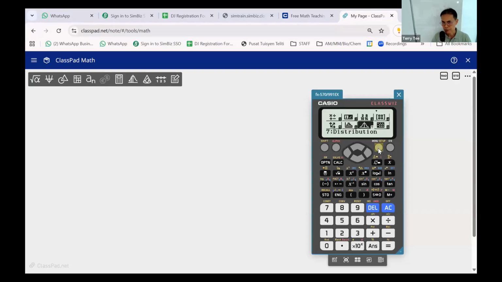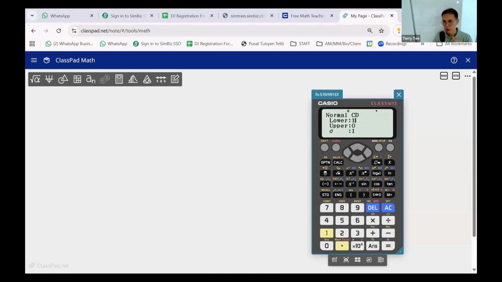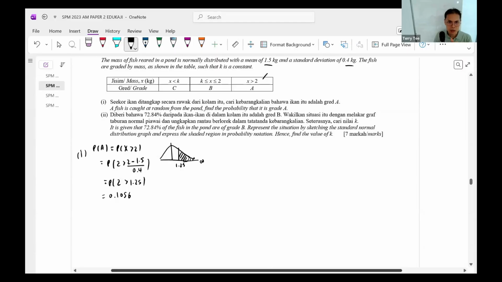So you press menu, you go to 7, go to number 2, normal CD. See, in your calculator, you're counting from a certain z value up to infinity. So here my z value is 1.25, and this part goes to infinity. So what we do is we type lower as 1.25, upper, we can't use infinity, so you put 999, or 99 is enough. So you press equals, what do you get? 1056. Can you see 1056? So it's the same, right? Your answer will be the same, and don't worry. Just don't round off. Okay, so you got this answer already.